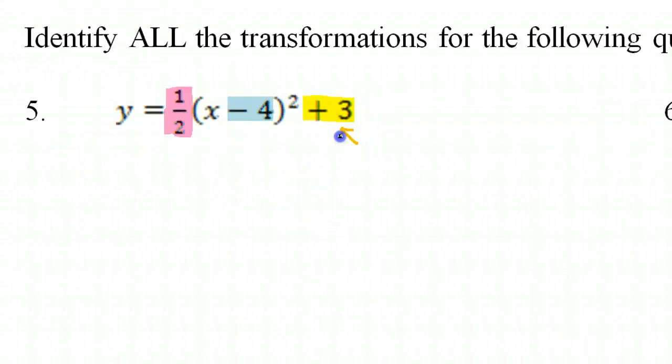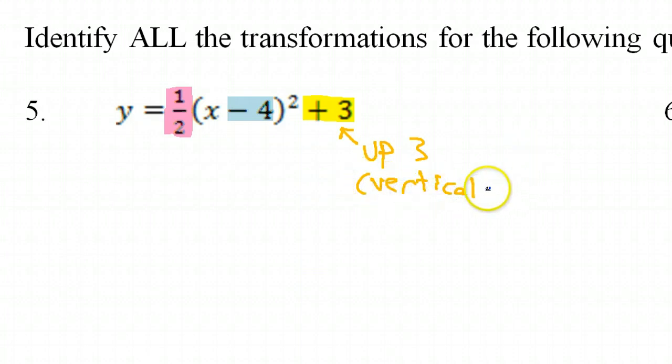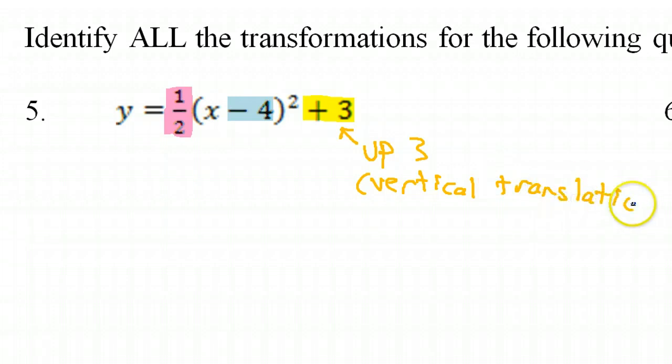This plus 3 is going to send the graph up 3, also known as a vertical translation. So a vertical translation up 3.